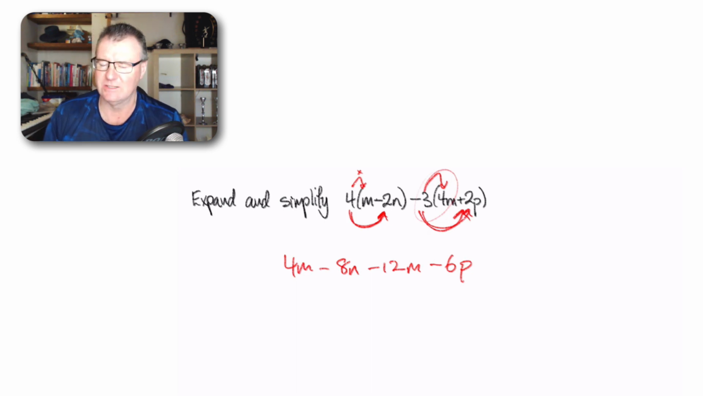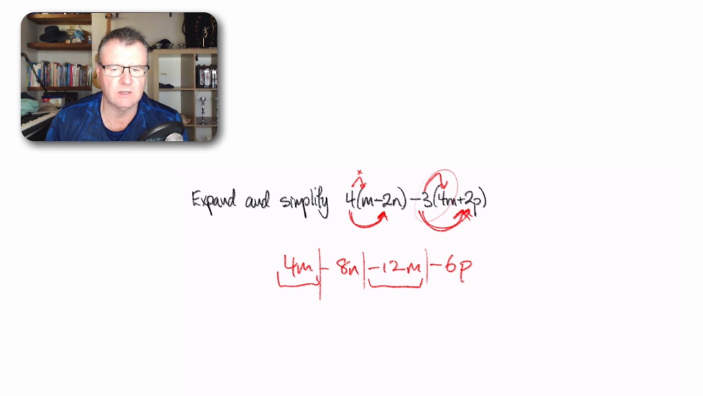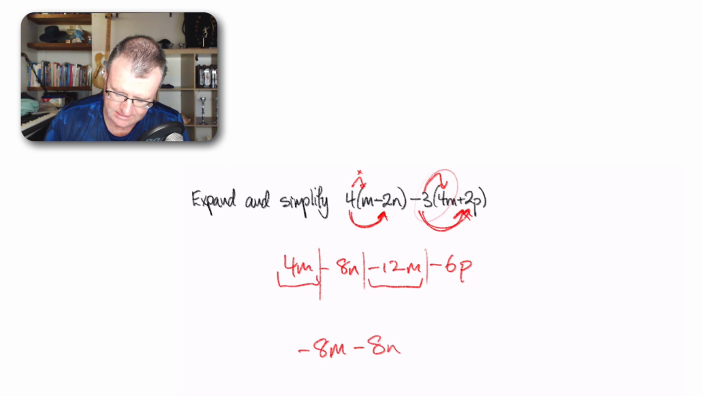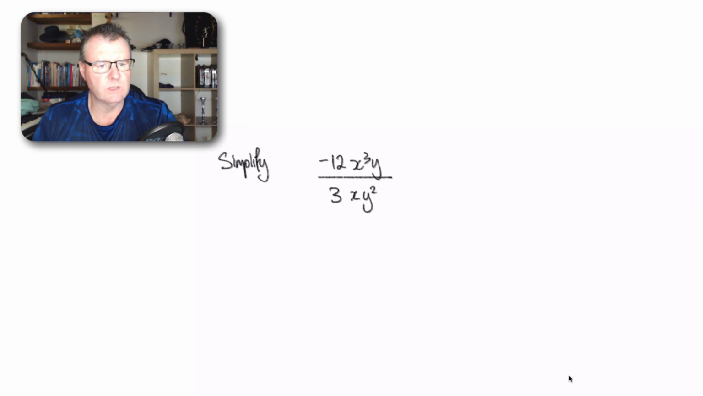Now all I need to do is go through and simplify by looking for like terms. So I can see in this case, I've got a 4m, and I'm just going to split that into terms, make it a bit easier. I've got a 4m, and I've got a minus 12m. So 4 minus 12 gives me minus 8, and that was the m's that I was working with. The rest aren't like terms. I've got no other n's and p's that I can simplify, so I just leave them as they are, and that is your answer.